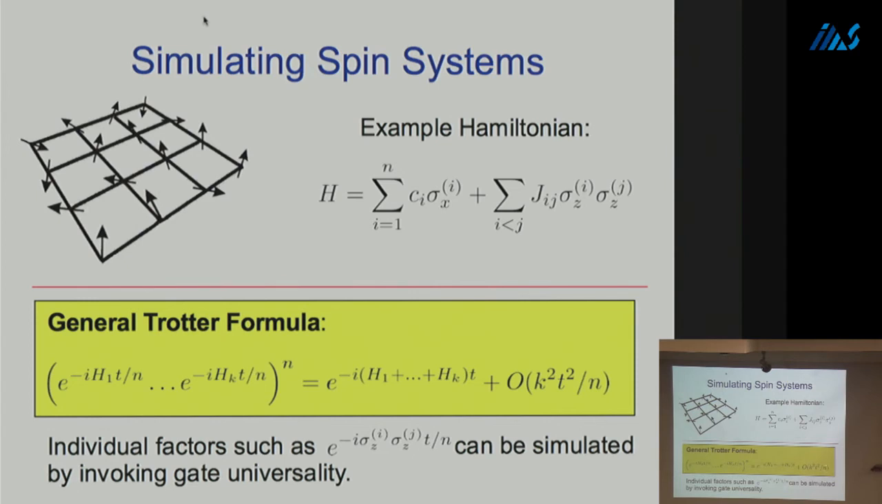And in this case, we have to choose n to scale quadratically in both k and t, although there are also higher order formulas that do better than that. So then what about these individual factors?